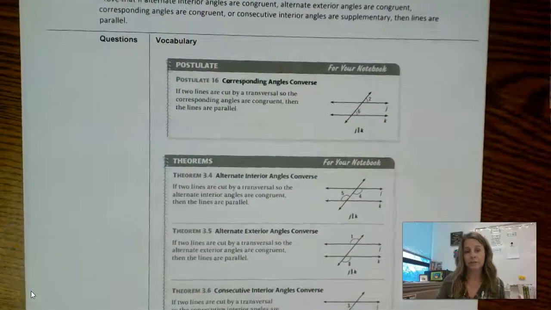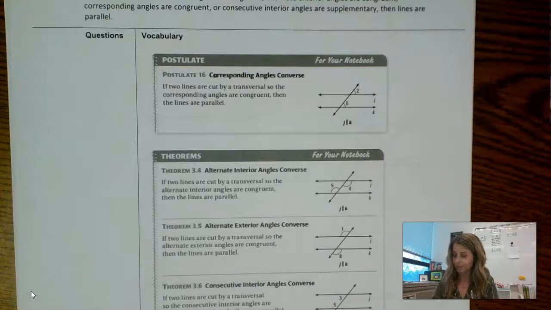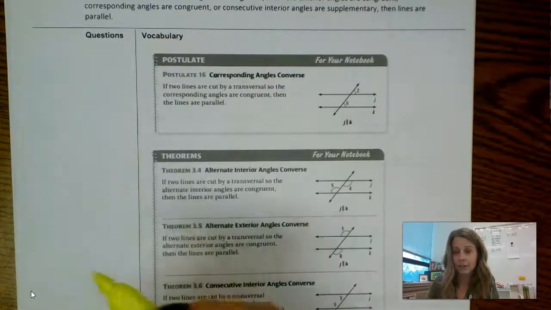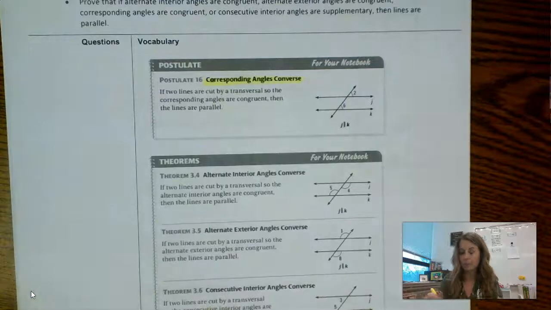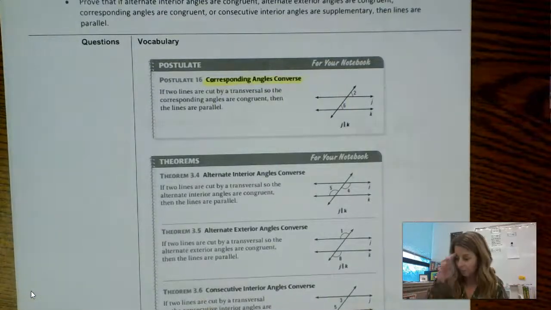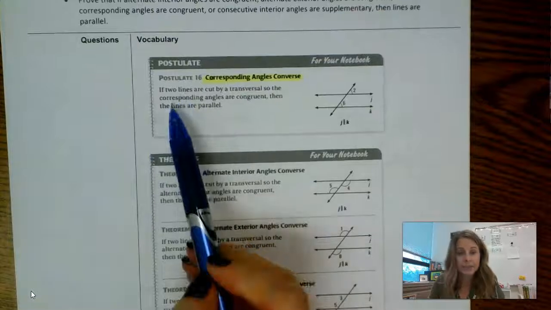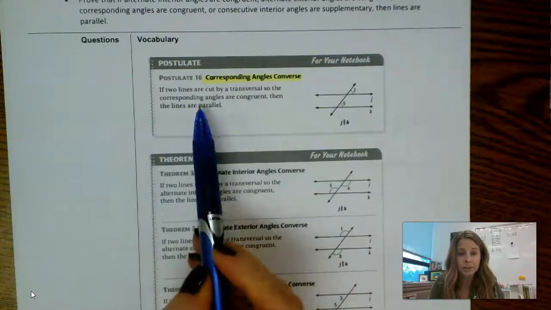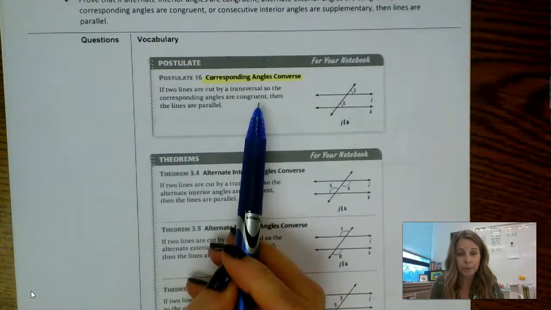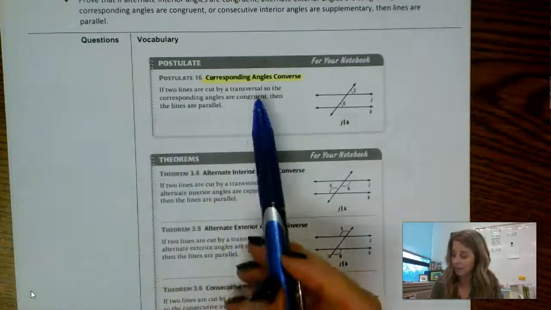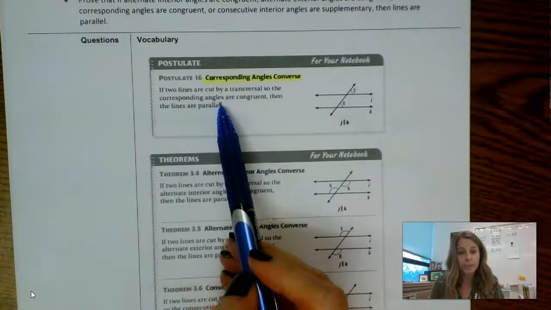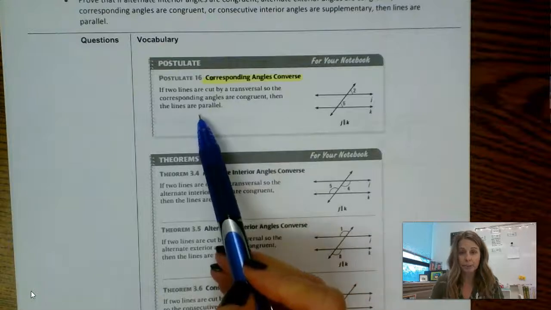We have the exact converse of the four theorems from the last section. So I'm going to highlight these because they are going to show up in proofs as you work, and it's going to be important that you know the name. So this is called the corresponding angles converse. It says if two lines are cut by a transversal so that the corresponding angles are congruent, then the lines are parallel. So if we really condense that down, if corresponding angles are congruent, then lines are parallel.